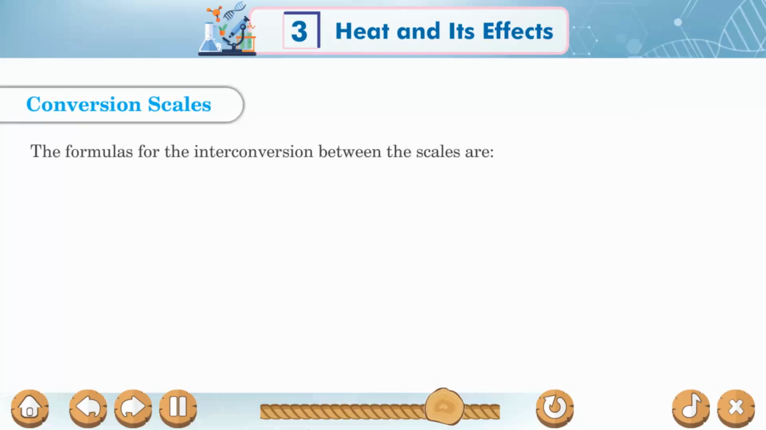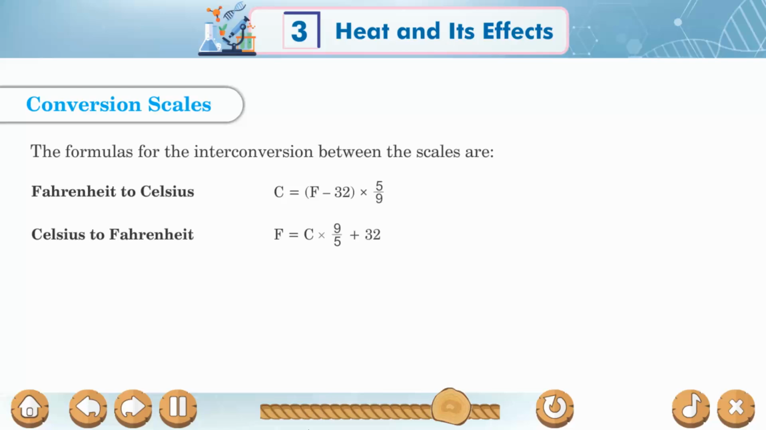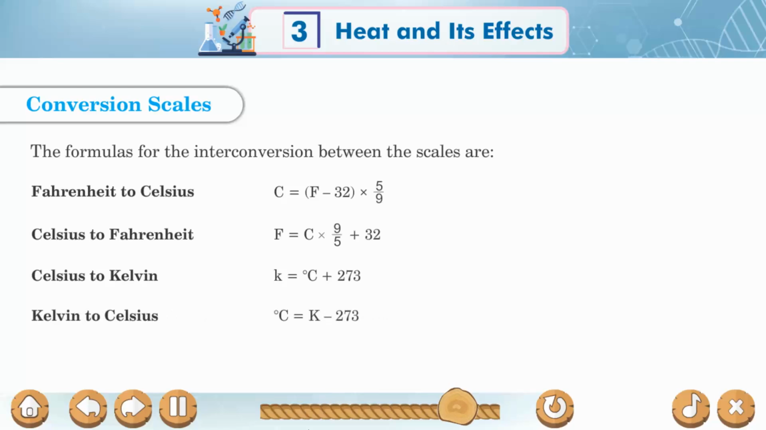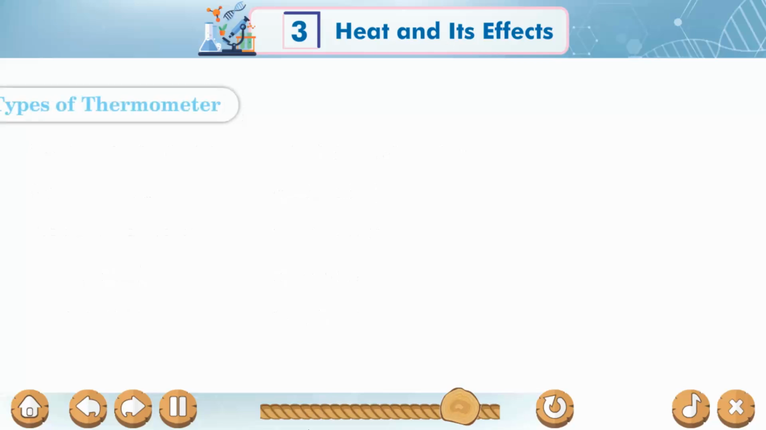Conversion scales. The formulas for the interconversion between the scales are: Fahrenheit to Celsius. Celsius equals Fahrenheit minus 32 multiplied by 5 divided by 9. Celsius to Fahrenheit. Fahrenheit equals Celsius multiplied by 9 divided by 5 plus 32. Celsius to Kelvin. K equals degrees Celsius plus 273. Kelvin to Celsius. Degrees Celsius equal Kelvin minus 273.